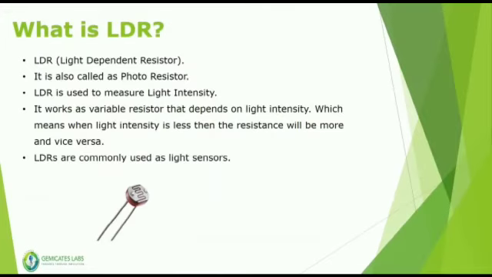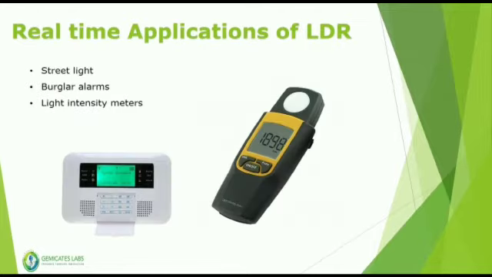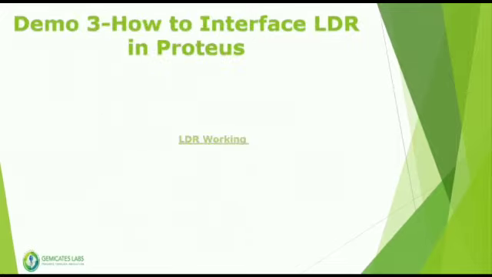The next component is the light dependent resistor, which is also known as photoresistor, which is used to measure light intensity. It generally works as a variable resistor depending on light intensity, which means when light intensity is increased, then resistance will be less and vice versa. Photoresistors are commonly used as light sensors. Real-time applications of LDR are street lights, burglar alarms, and light intensity meters.